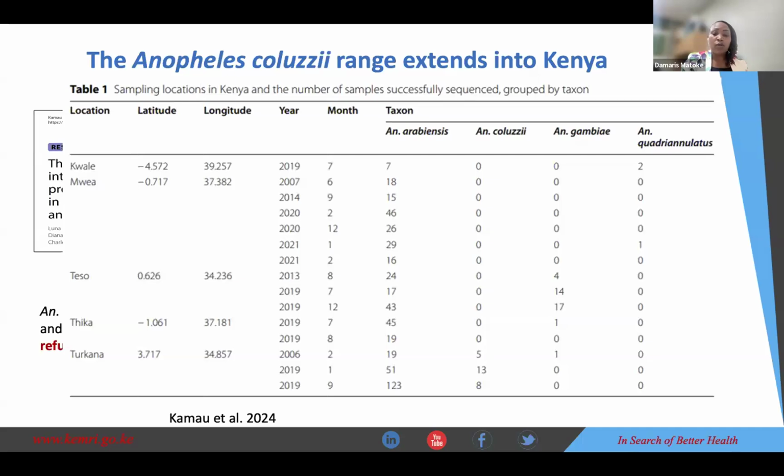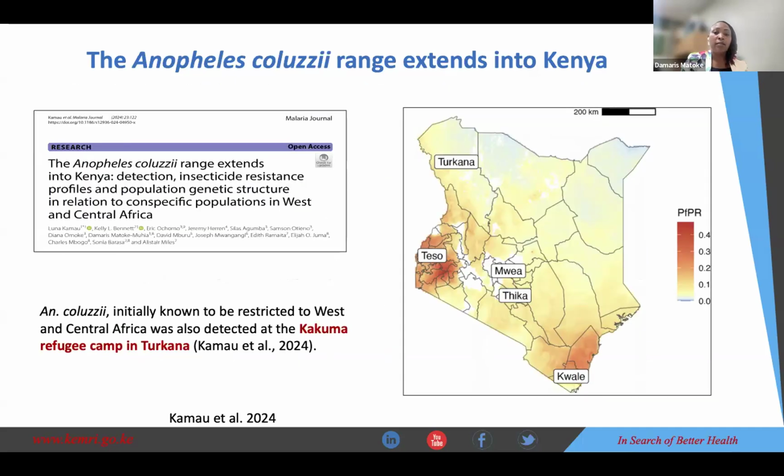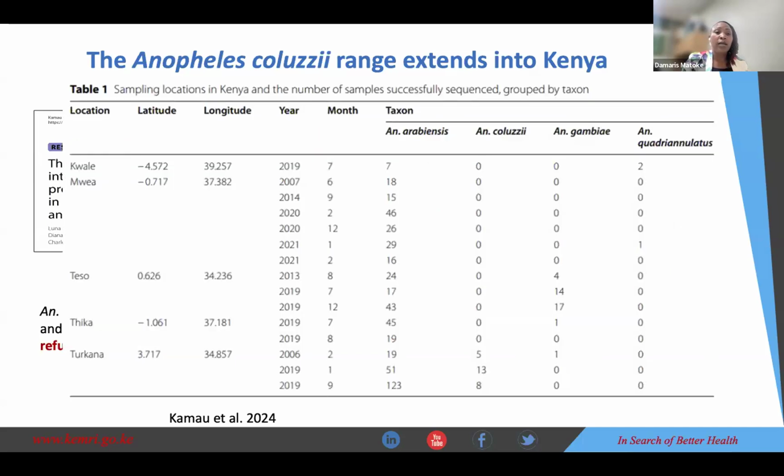So this just showcased, because this surveillance was done in around 5 counties in the country, the diversity of the vectors that were detected. But it's only Turkana County that we detected Anopheles coluzzii. The other vector that was dominant in those 5 counties was Anopheles arabiensis. We also had a part of Teso having Anopheles gambiae.